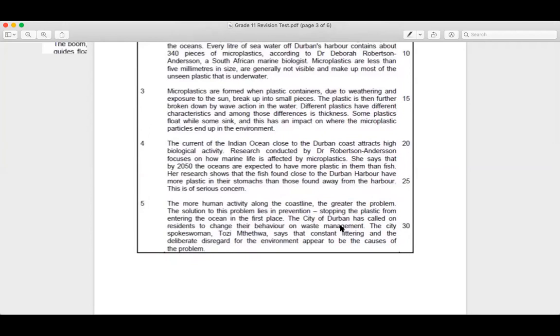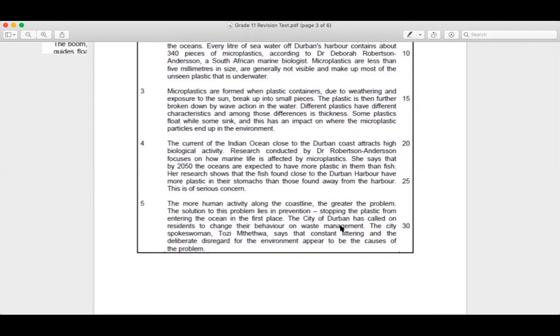Different plastics have different characteristics, and among those differences is thickness. Some plastics float while some sink, and this has an impact on where the microplastic particles end up in the environment. The current of the Indian Ocean close to the Durban coast attracts high biological activity. Research conducted by Dr. Robertson Anderson focuses on how marine life is affected by microplastics.